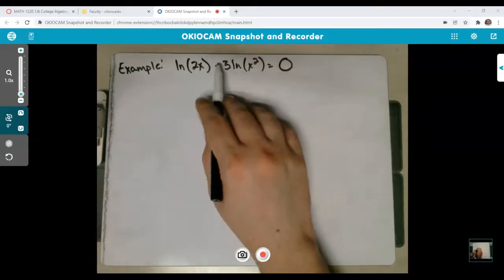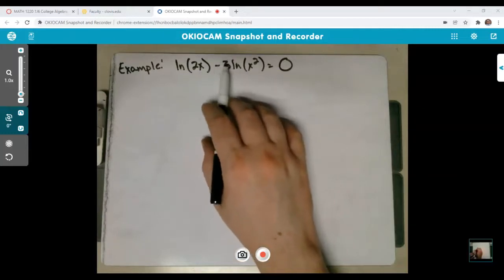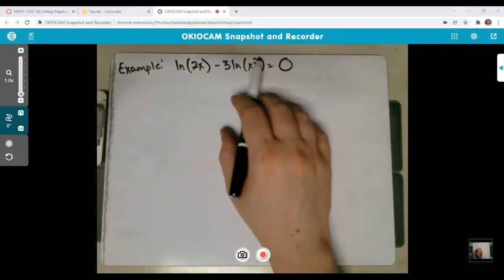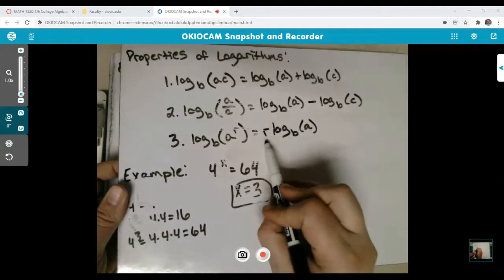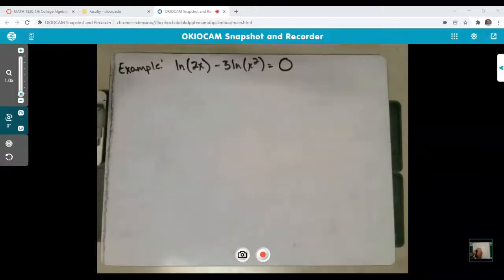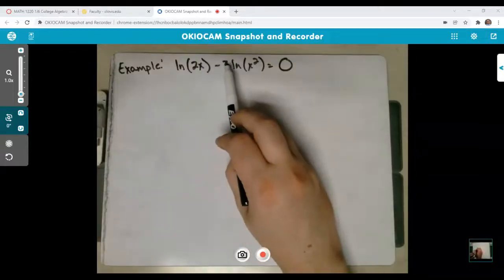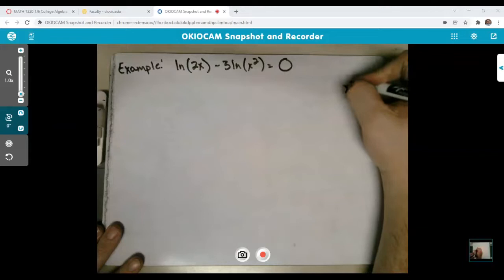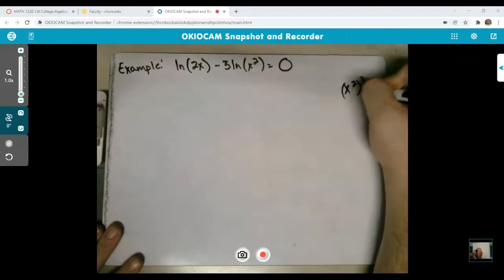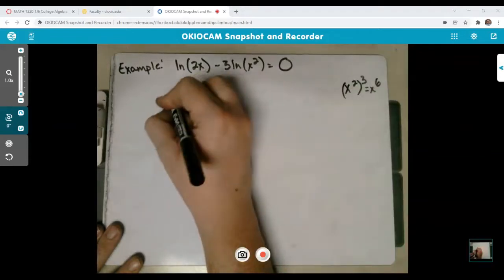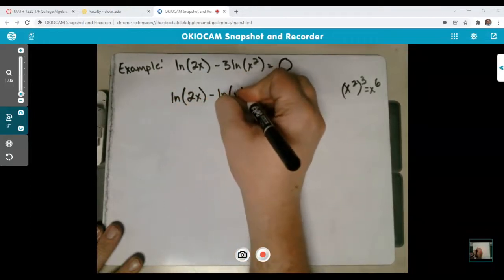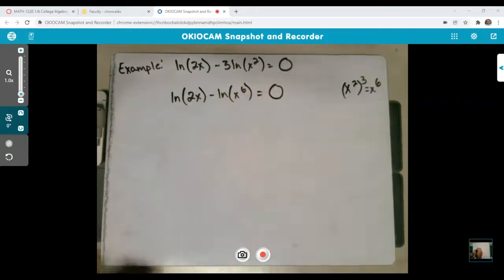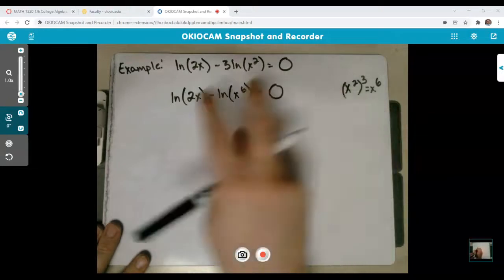Okay, so notice I have a 3 out front. Remember we said a number out front came from the power. That was another one of the rules we had. A number out front came from the power. So I can bring this in and make it the power. So I would do x squared to the 3rd, which is x to the 6th. So this becomes ln of 2x minus ln of x to the 6th equals 0. And then I can make this 1 term.